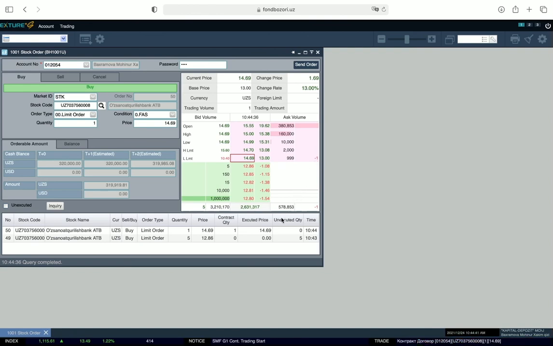Here we have our new stock which we bought for a fixed price. Please note that this stock is not in the unexecuted quantity but in the contract quantity, which means that our application has been executed and that now I have 1 stock of Bank for 14.69 sums.